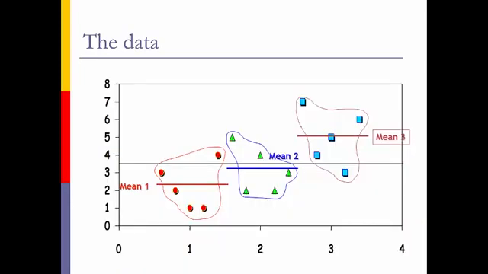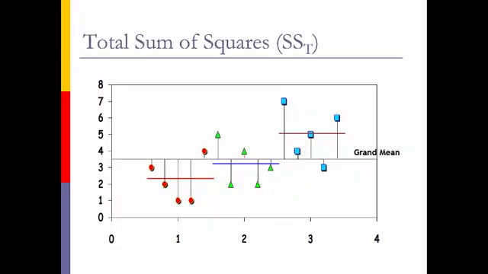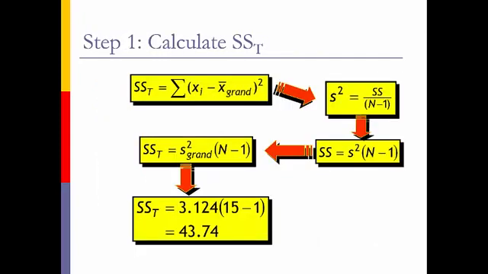So here's just a look at our data. We have our grand mean, which is right here, that line, and then the mean of the 3 sets of data. So the total sum of squares is we are taking the difference between each data point and the grand mean. So each data point to the grand mean, that is what we're going to do, and we're going to sum those squares. So here are the calculations to go ahead and do that.